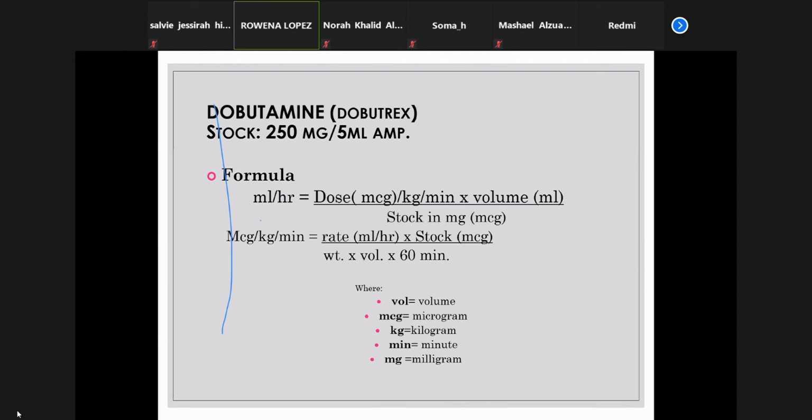So to take microgram per kilogram per minute, the rate in ml per hour multiplied by the stock in microgram divided by the weight, the volume, okay, 50 ml times the 60 minutes, okay? So this is how your formula should be, or the formula should be used in calculating the dosages, okay? Dosage and the volume which you have to administer to the patient.